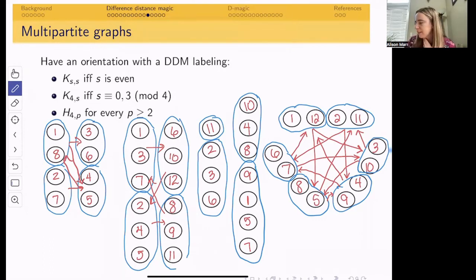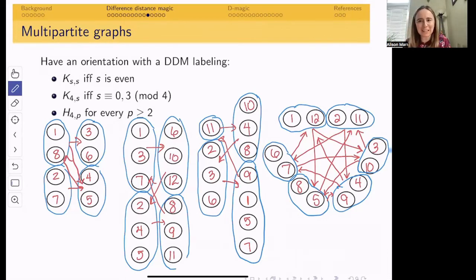And then you can direct again, same thing. So this goes here, this goes out, this goes here, and this goes here. So we're directing everything within those circles to each other. And then H_{4,P} would be 4 vertices in each of P parts. So we can do that for however many parts you want. So this is 4 vertices in each part with 3 parts. This is H_{4,3}. And again, it's just thinking about those pairs.